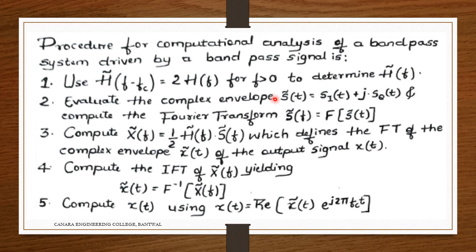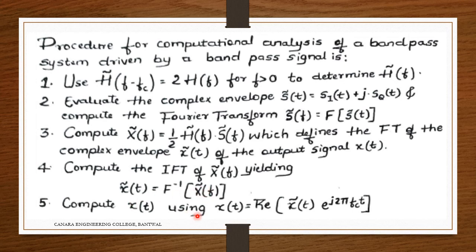Then evaluate the complex envelope, that is s̃(t) = sI(t) + j sQ(t), and compute its Fourier transform to get S̃(f). Now compute X̃(f) = (1/2) H̃(f) S̃(f), which determines the Fourier transform of the complex envelope x̃(t) of the output signal x(t). Now compute the inverse Fourier transform of X̃(f), yielding x̃(t) = the inverse Fourier transform of X̃(f).